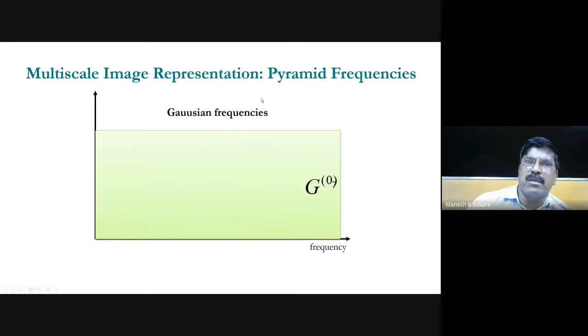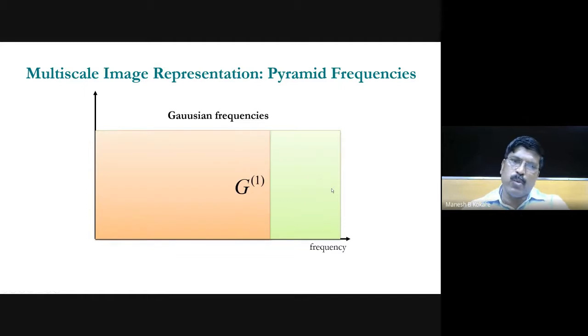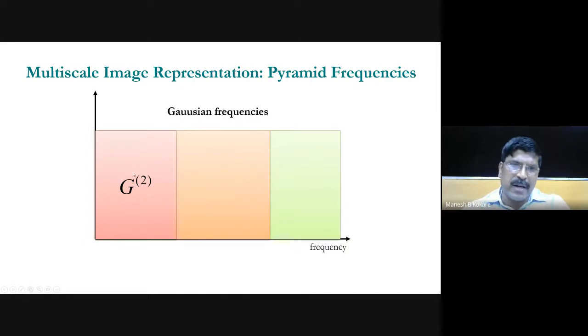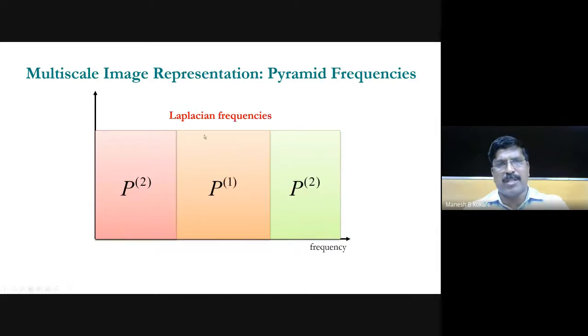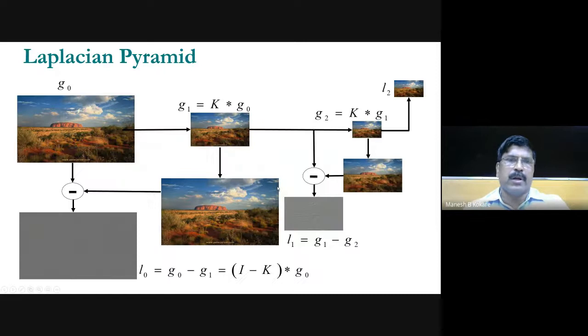Now, how is frequency divided in the multi-scale pyramidal representation? For example, this is your Gaussian frequency at scale 0. Then at the next scale, your Gaussian frequency will be like this, and this will be the Laplacian. Again at the next scale, it will be Gaussian and then Laplacian, and so on. So you get the bandpass representation with this. This is the Laplacian frequency at scale 2, Laplacian frequency at scale 1, and at scale 0. Now, this is the way of the Laplacian of Gaussian pyramid. Laplacian Gaussian pyramid, same thing.